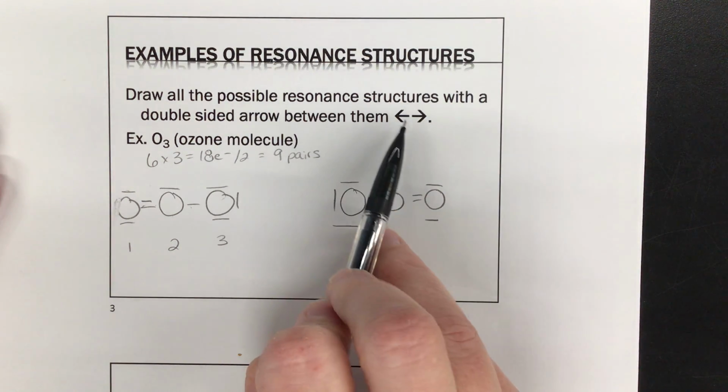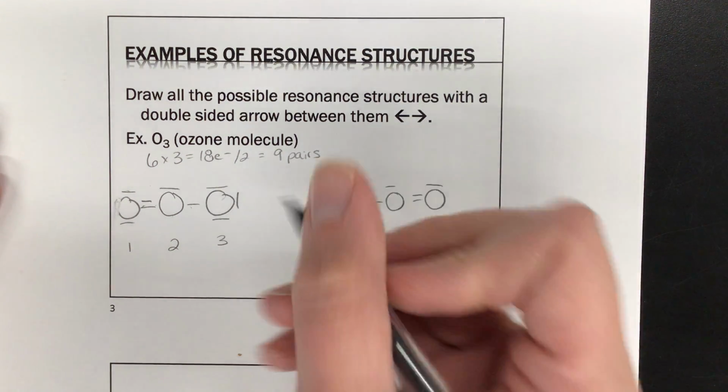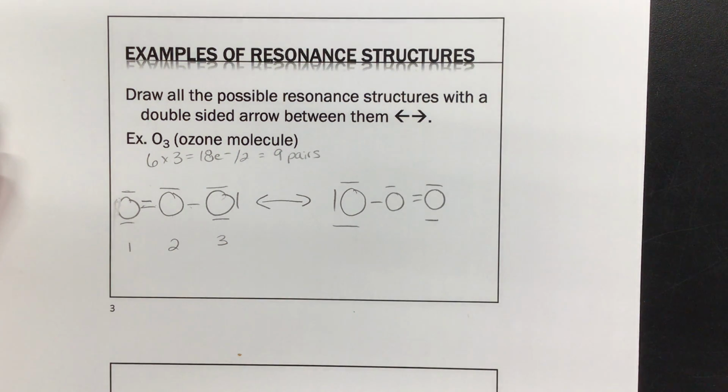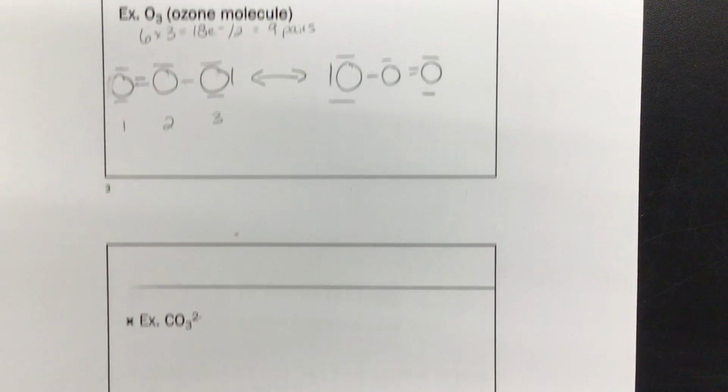Now, to show that both of these are possible structures, we're going to put a double arrow in between them, just like that, okay? What that double arrow means is that these 2 structures actually can exist at the same time. That's some complicated chemistry that if you decide to take HL Chem, we'll talk about in depth. But if you don't decide to take HL Chem, just be happy that you know that the arrow goes there, okay? So we're going to move down and do another example.